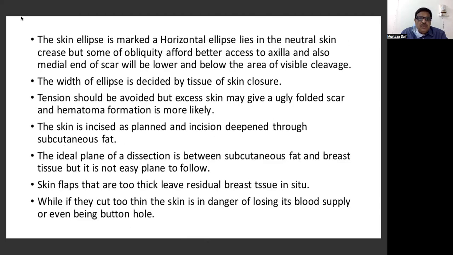The skin ellipse is marked as a horizontal ellipse along the natural crease, but some are oblique and afford better access to the axilla. The medial end of the scar will be lower and below the area of the visible cleavage. The width of the ellipse is decided by the tissue needed for skin closure.